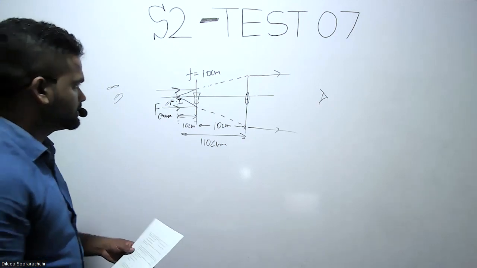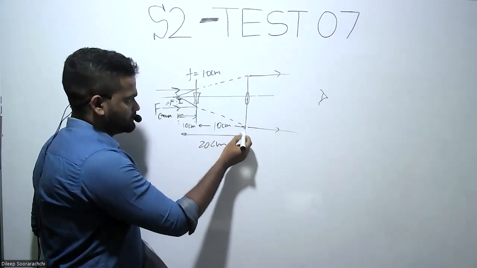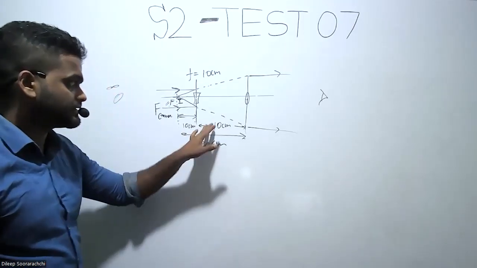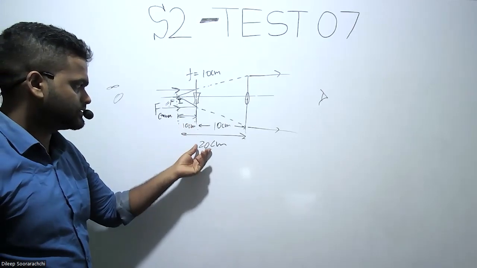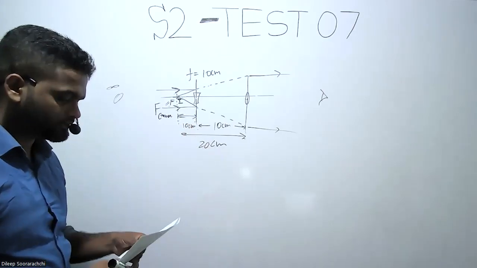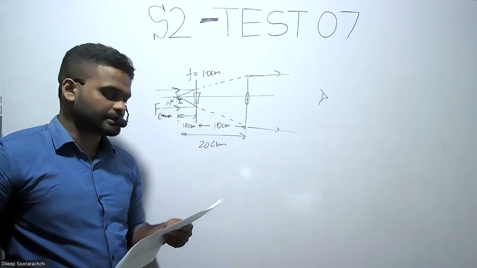Oh, sorry, 20 centimeters. This is 10 plus 10, 20 centimeters, right? Not 110. This is 10 centimeters, 10 centimeters, that is 20 centimeters. That's the focal length of the convex lens. So the answer should be the third one for the 13th question.